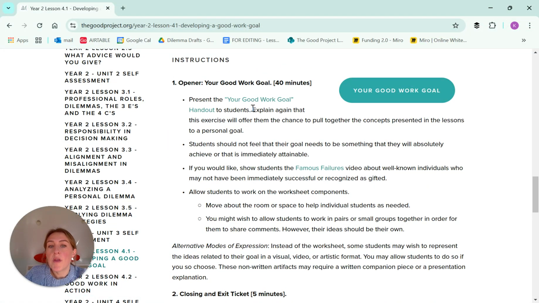Present students with the Good Work Goal handout and explain again that this exercise is an opportunity for them to take everything, all of the concepts that they've learned together to a personal goal for them to do good work. Students shouldn't feel that their goal needs to be something that they absolutely will achieve or that is immediately attainable. It's fine if it's a longer term goal or a lofty goal.